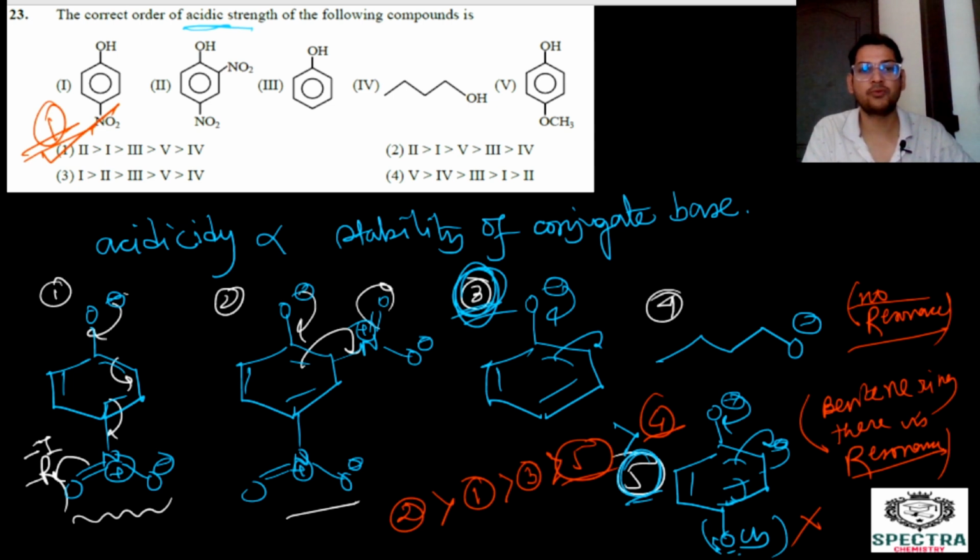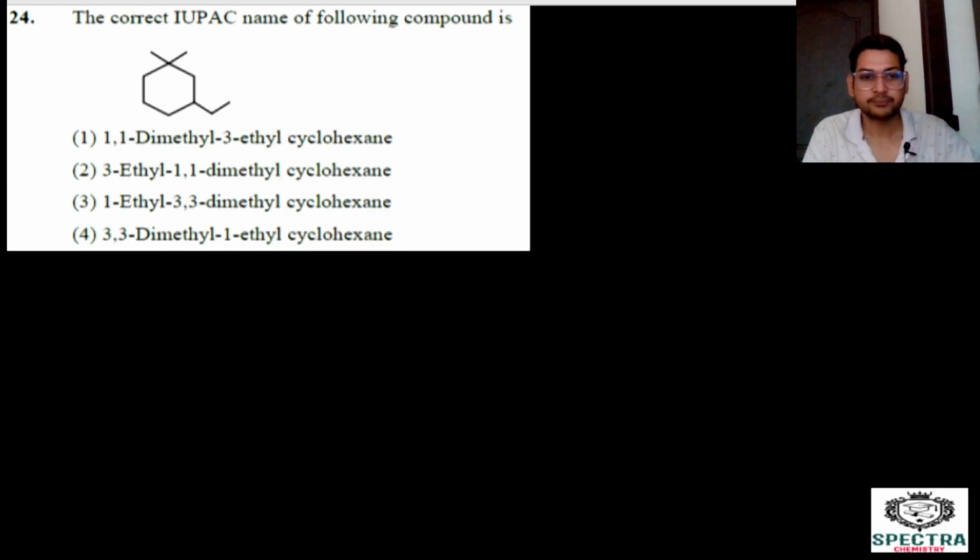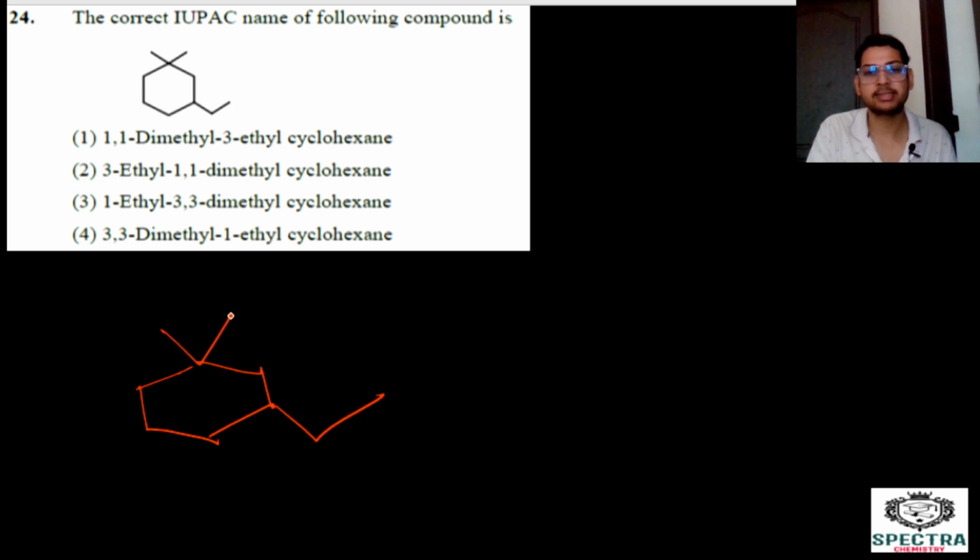Okay sir, then go for the next question. The next question is like this. This molecule is super easy. The thing is, you have to give the lowest locant number to your substituent.